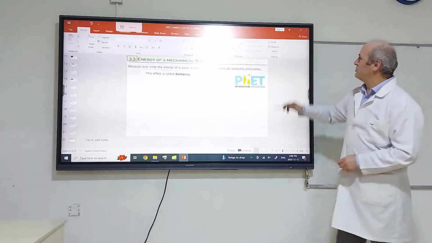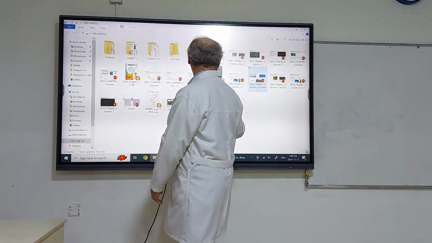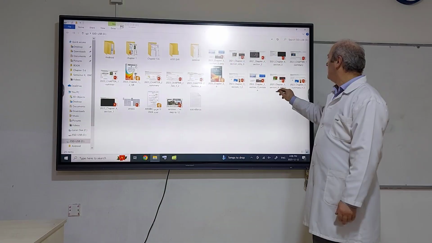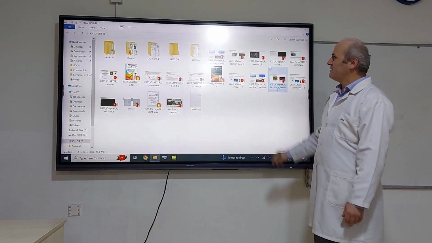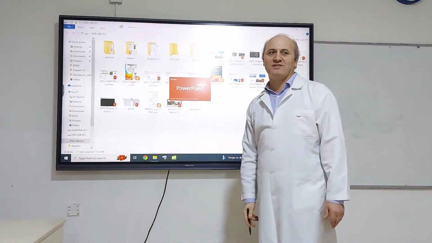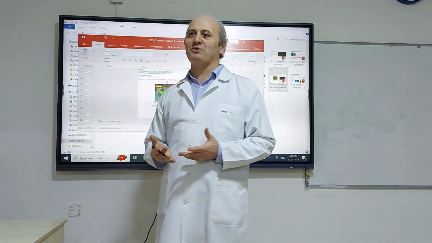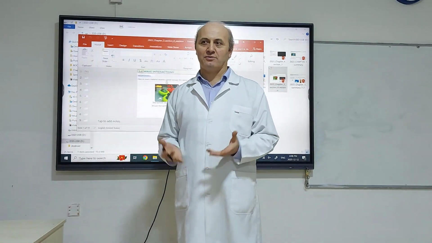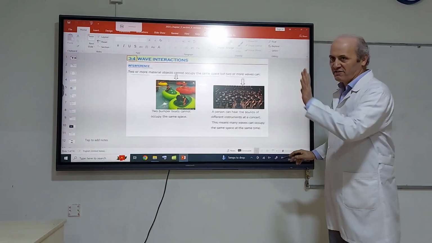Let's continue with section 4, and we are going to finish today with this section. This is chapter 3, section 4. In this section, the most important title is standing waves. Already you know, because we talked about standing waves in chapter 4, section 3 as well, when we were talking about the harmonics. Okay, first, interference.